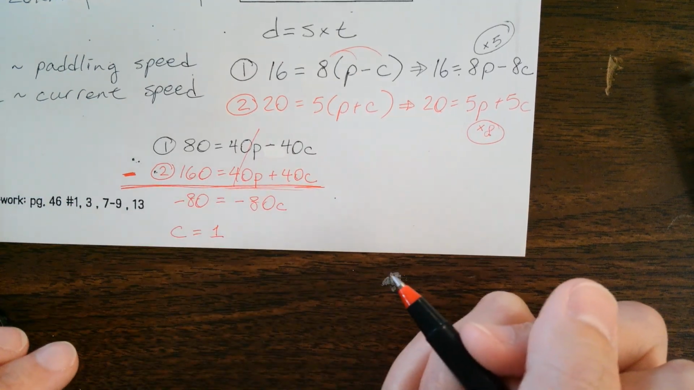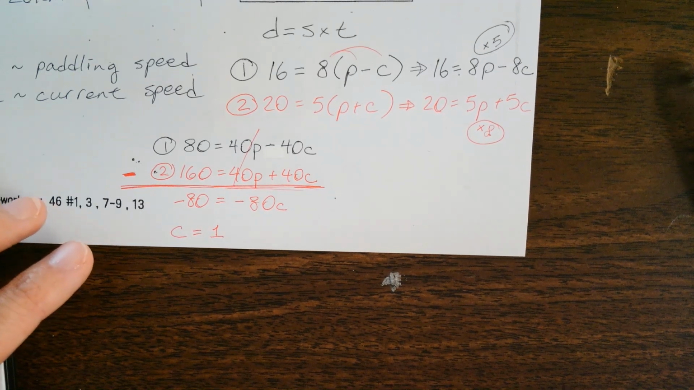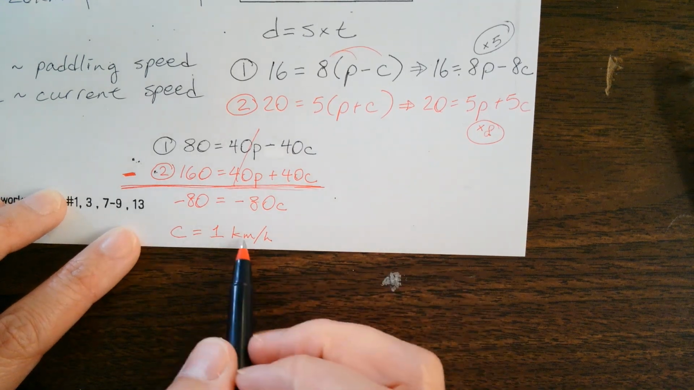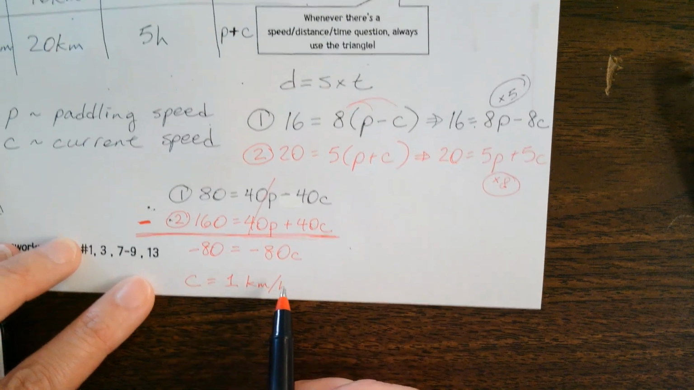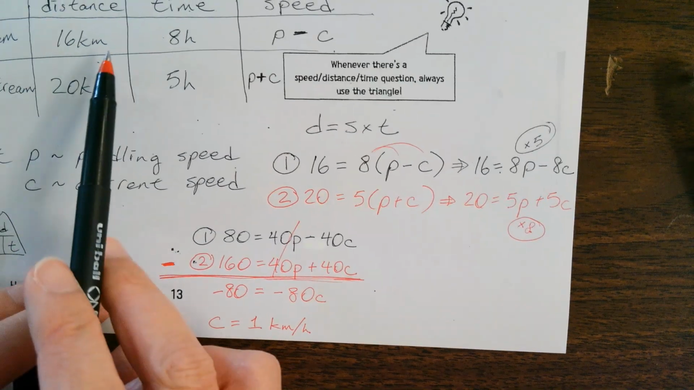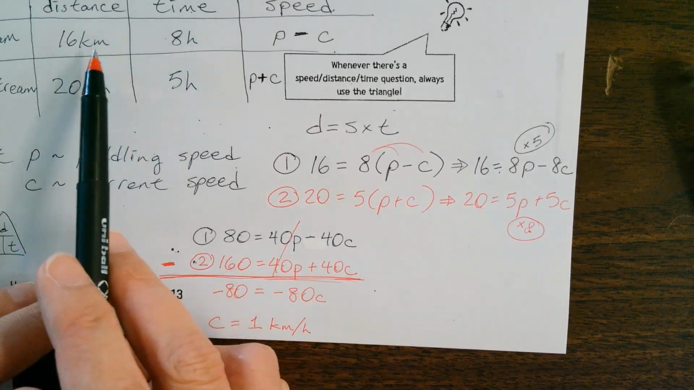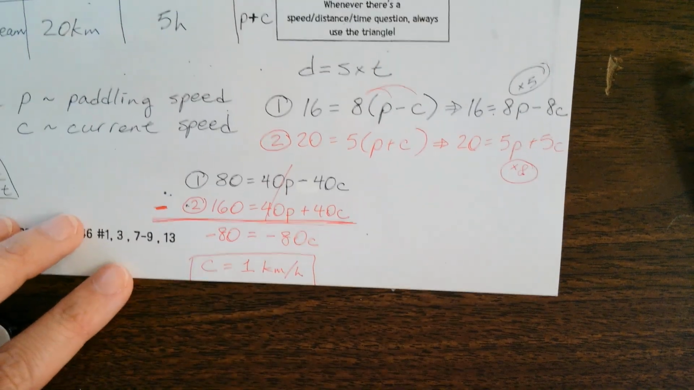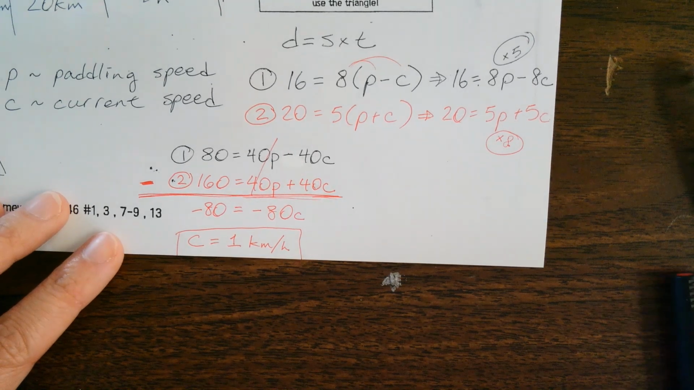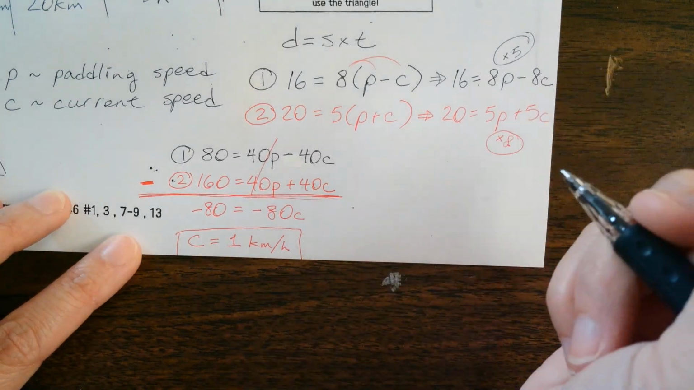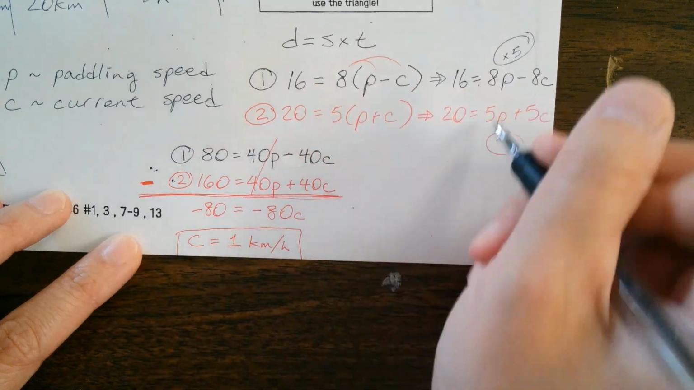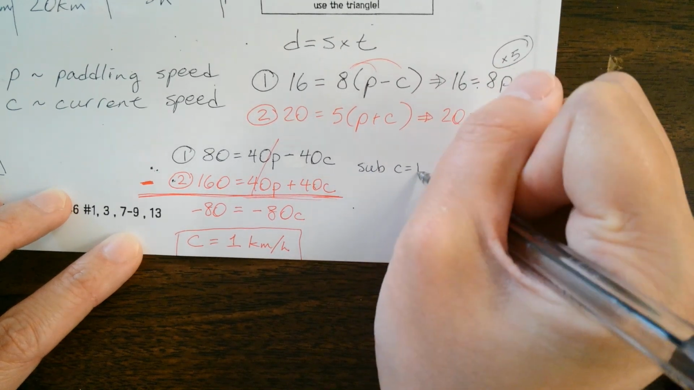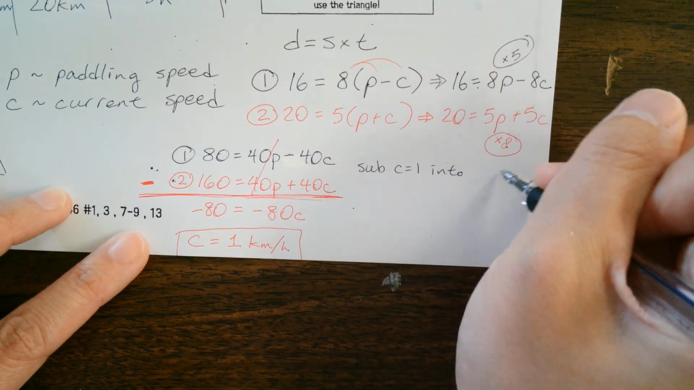1 what? What's my unit? Yep, kilometers per hour. And how do I know it's kilometers per hour and not meters per second? Because the other units are... Right. If you go back to your table, that's the units we've been always using. So we have the current speed. Now to substitute that into one of these equations, let's sub C equals 1 into, let's say, equation 1.